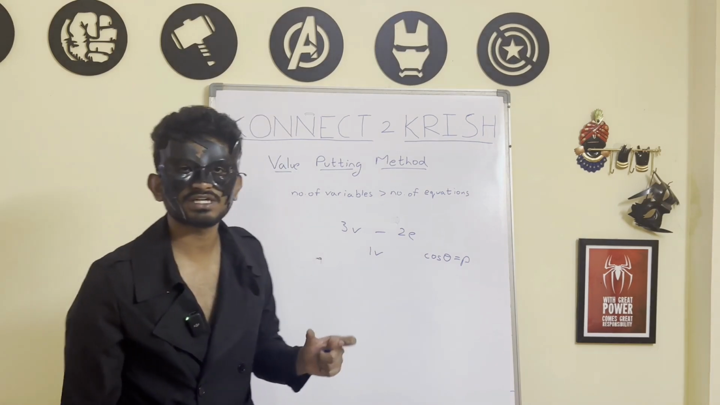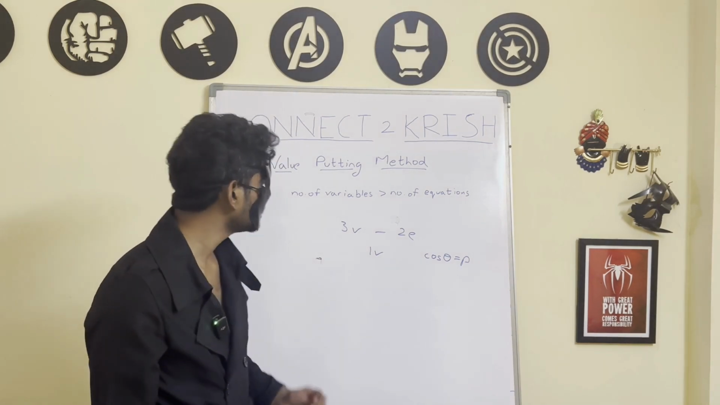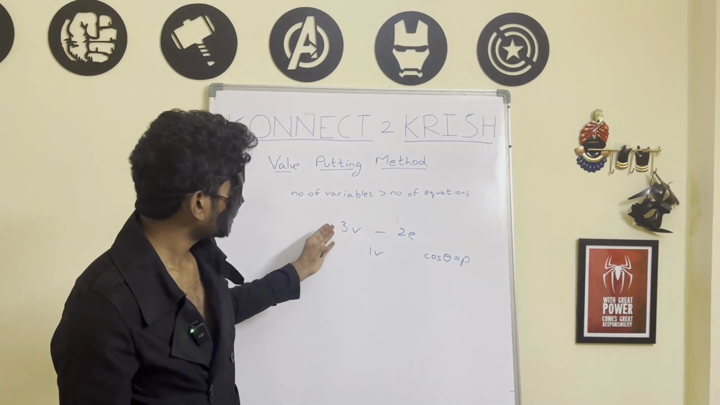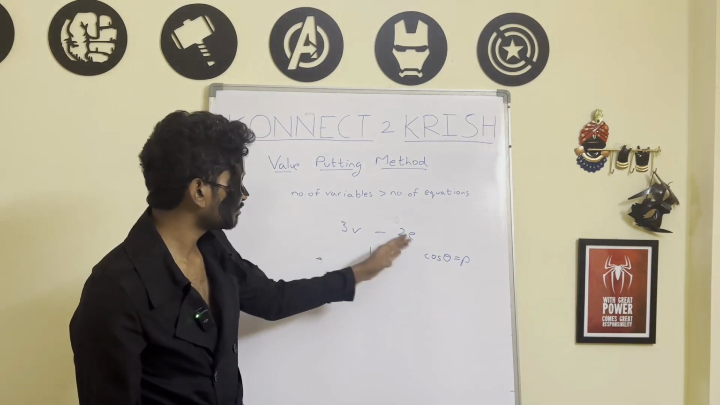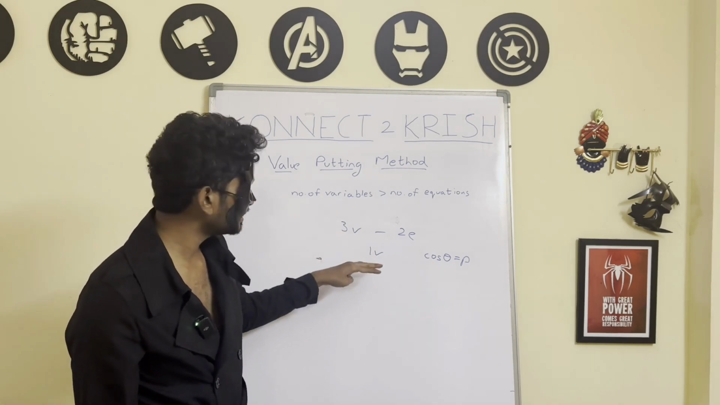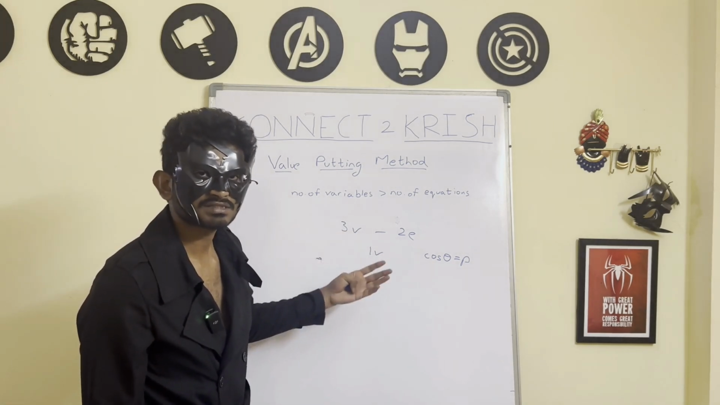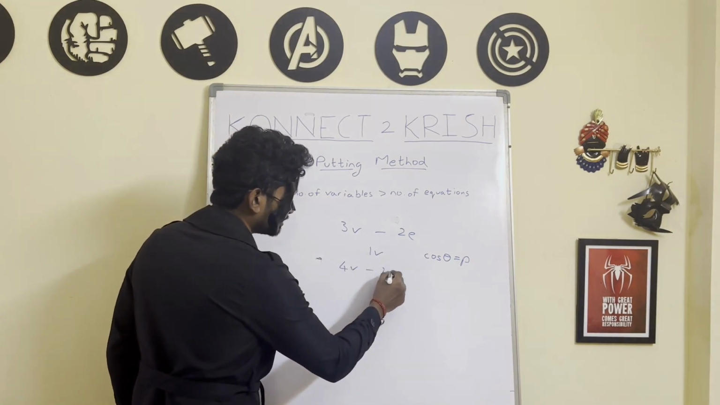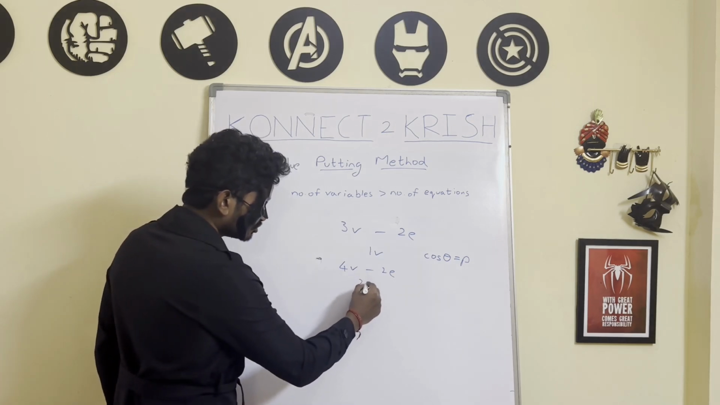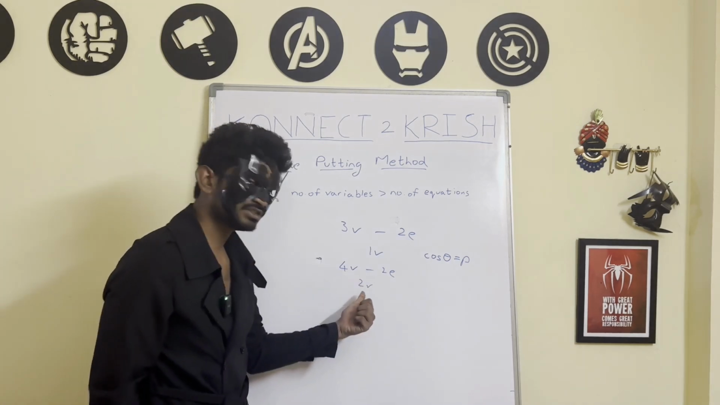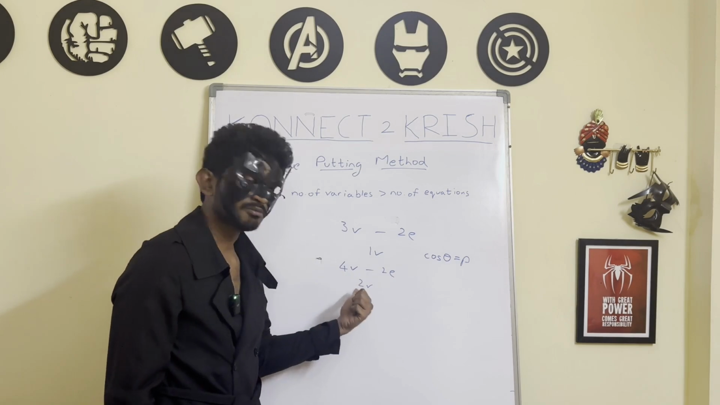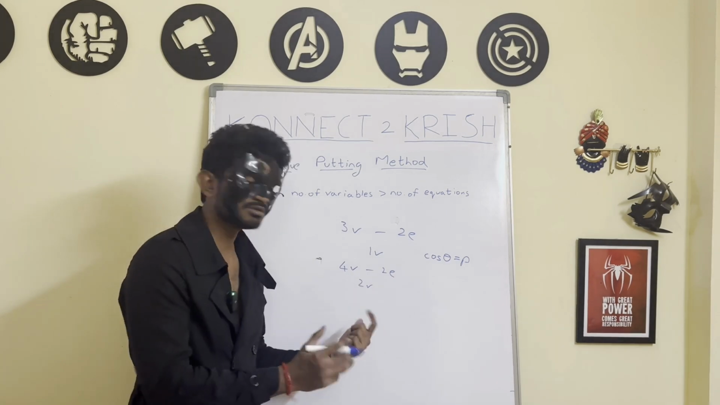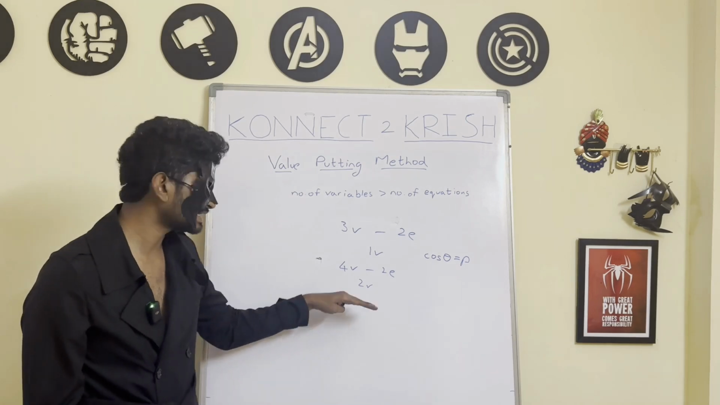So we need to ensure that we take valid values, and we will be subtracting the number of variables and the number of equations. Whatever difference we get, that many variables we can substitute. For example, if 4 variables and 2 equations are given, then 4 minus 2 is 2. So 2 variables I have the luxury of substituting or putting values, assigning random values to them.